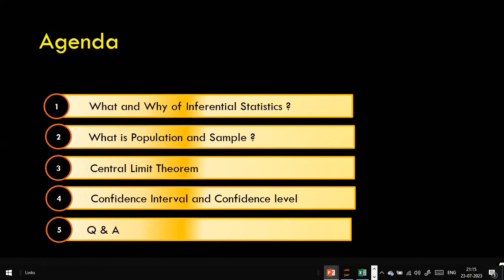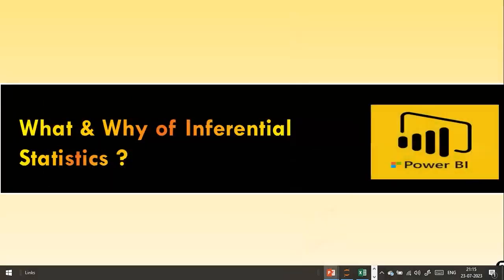The first thing first, what is inferential statistics? Why do we need to use inferential statistics? As I said earlier in the very first session, there are two branches in statistics. One is descriptive statistics, the other one is inferential statistics. Within descriptive statistics itself, we have seen the measures of central tendency, and we discussed measures of dispersion.